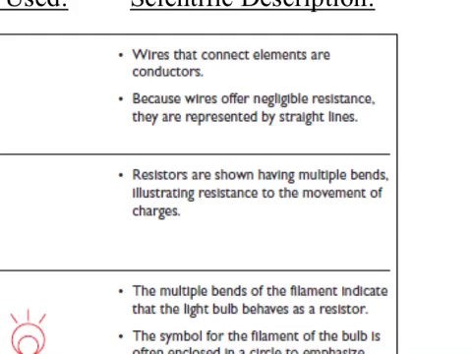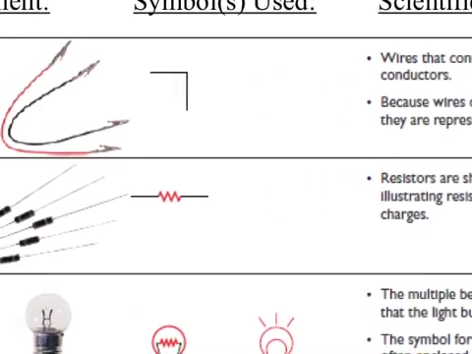Now, every conductor has some internal resistance, just like everything has friction. But what do we say sometimes about friction? It is sometimes considered to be negligible, because it doesn't really have an effect. Same thing happens here. Wires really don't show any resistance. So we say they have negligible resistance. They are represented by straight lines.